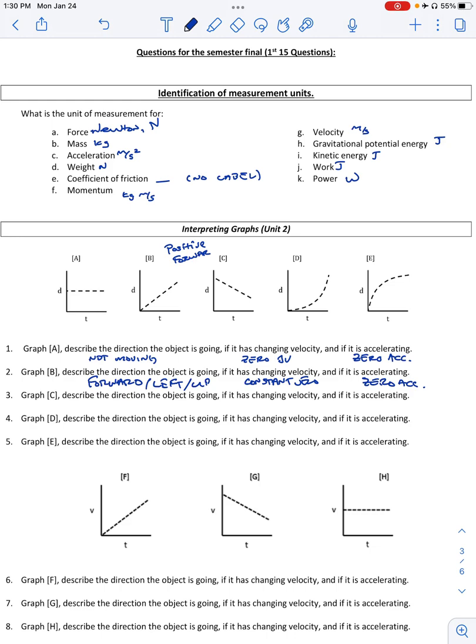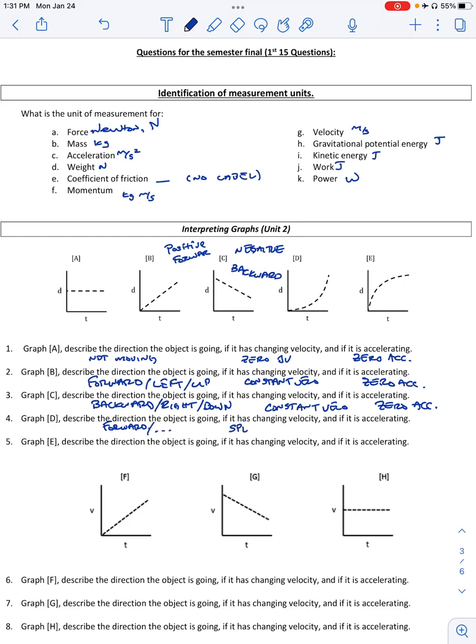All right, graph C. This is actually going backwards. Negative, basically. A negative slope is that. All right, changing velo? Nope, this is also a constant velo. Is it accelerating? Because it's constant, there's 0 acceleration. All right, so part D. It is forward. So on and so forth. You know that.